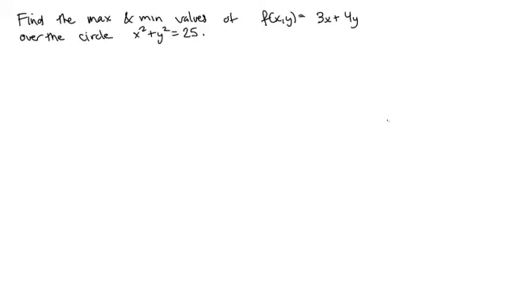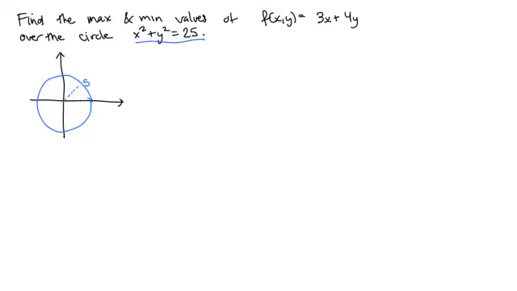Let's find the maximum and minimum values of the function f(x, y) = 3x + 4y over the circle x² + y² = 25. So in this case, we have but one constraint. It's just a circle of radius 5. Right, this equation right here.